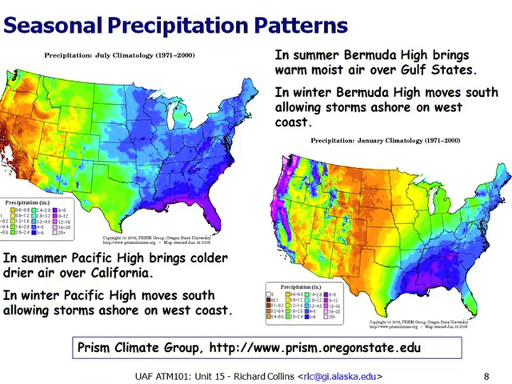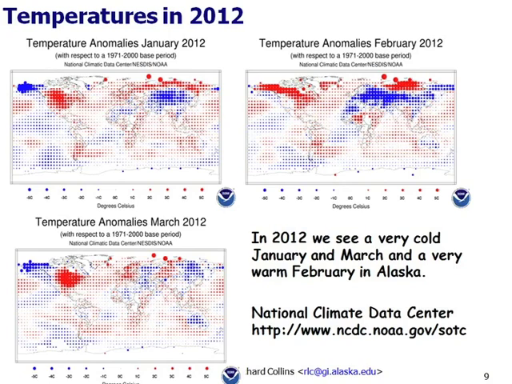In winter, the Pacific high moves south and allows storms to come in off the coast and bring rain into the west coast. In summer, in the southeast, the Bermuda high is bringing warm, moist air over the Gulf states. In winter, the Bermuda high moves south, allowing storms ashore on the west coast, traveling across the United States and bringing precipitation. So this pattern highlights the movement of high and low pressure systems in the climate in terms of precipitation and seasonal changes in precipitation.